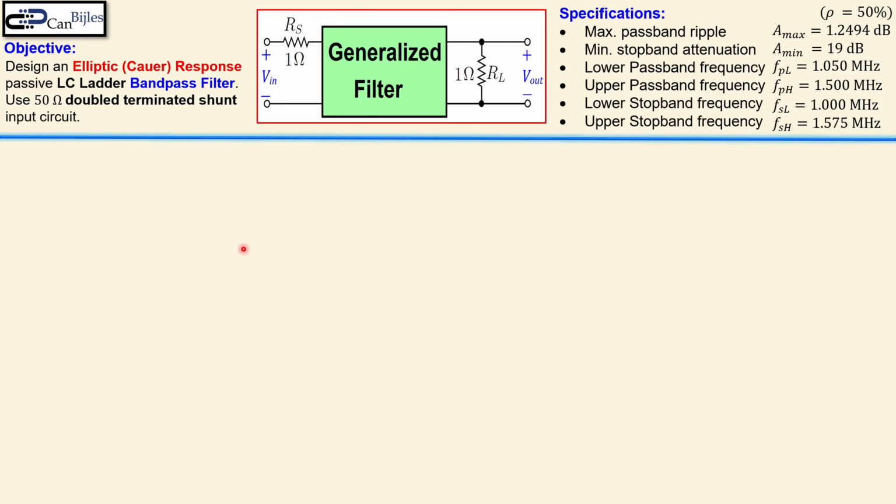simulations. So our objective is to set an elliptic response which must be an LC ladder configuration for a bandpass filter. We will use a 50 ohm double terminated shunt input circuit. That means actually the following.